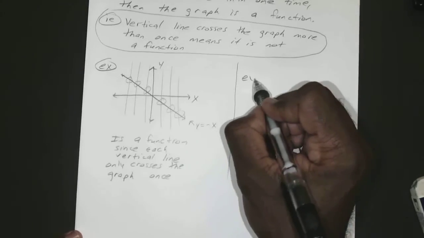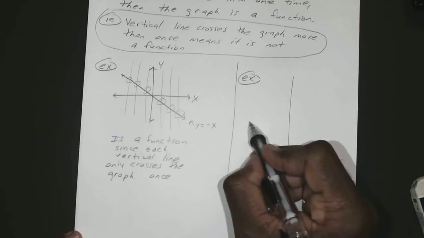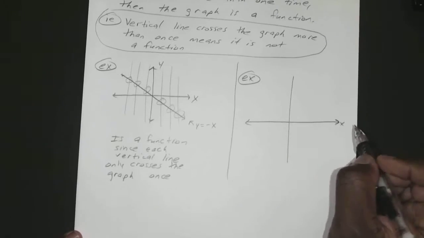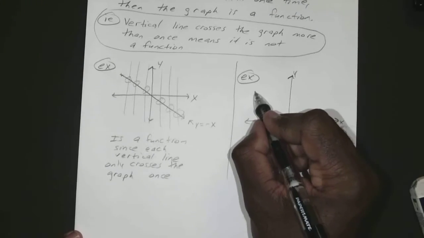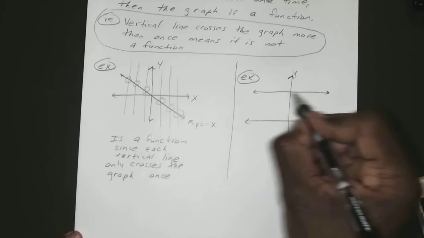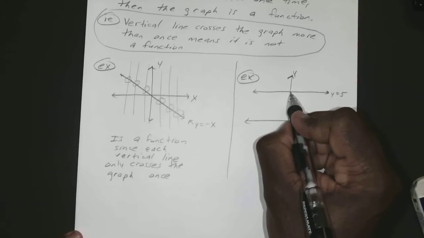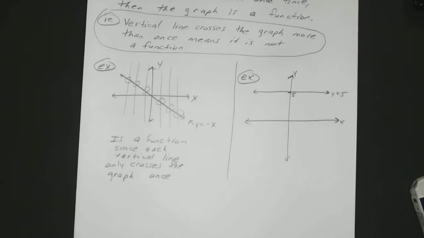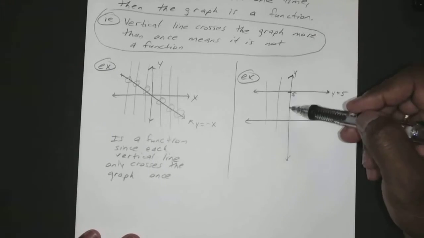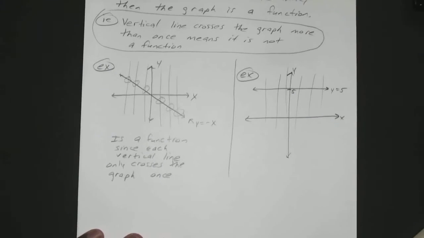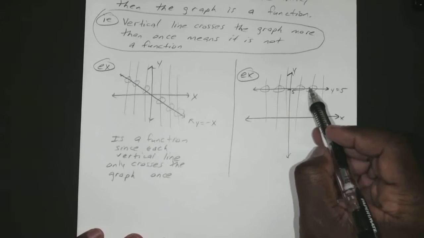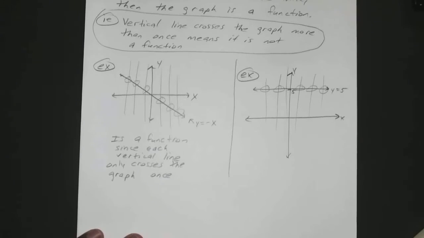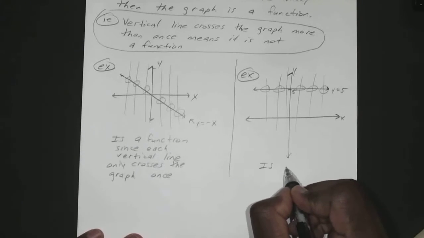Okay, same thing if you wanted to draw the graph of y equals 5. You have your x-axis and your y-axis, and this is the graph y equals 5, which is really just a horizontal line that goes through 5. If we draw vertical lines, no matter where we draw one, this vertical line only crosses one time. Same with this one, same with this one. Each one of those vertical lines only crosses that graph once. So you know this is a function.